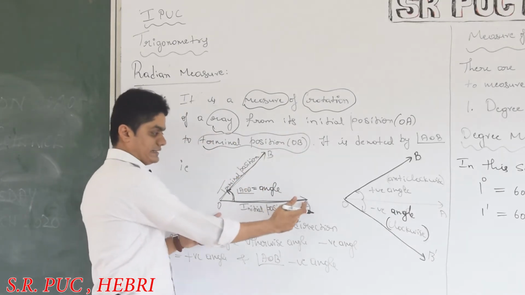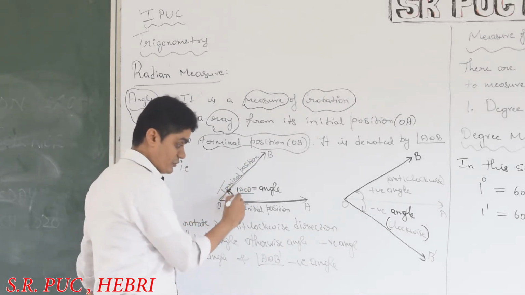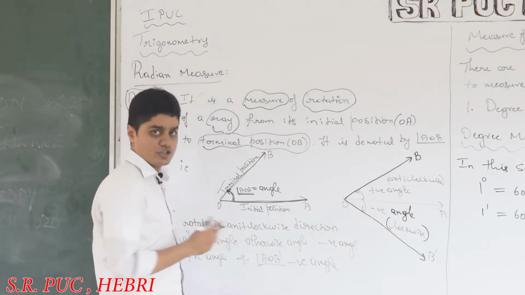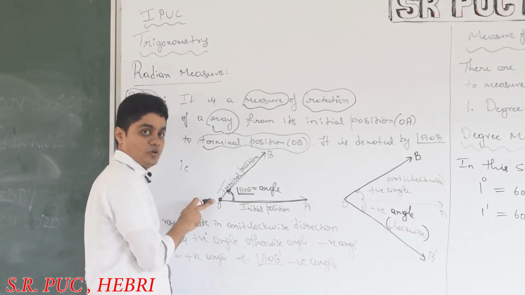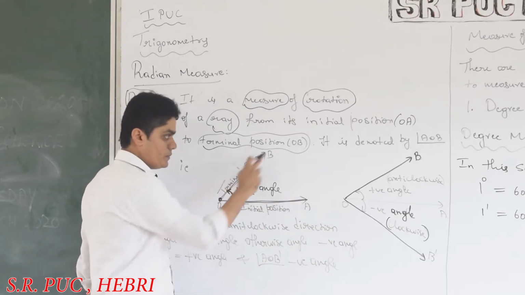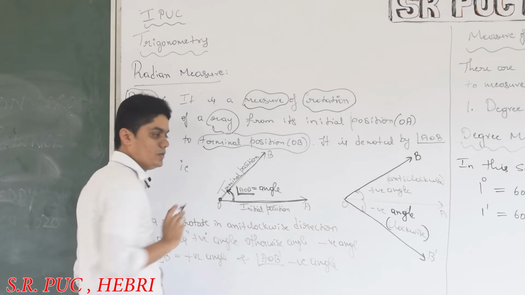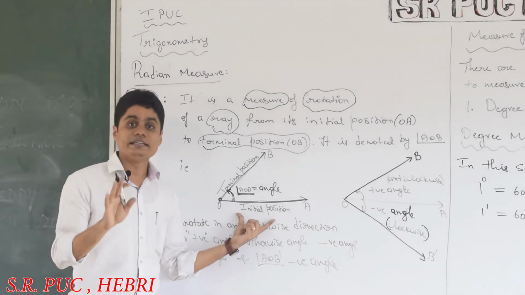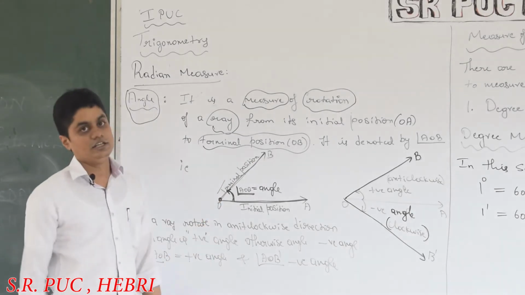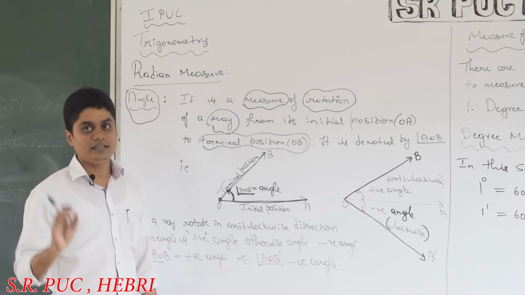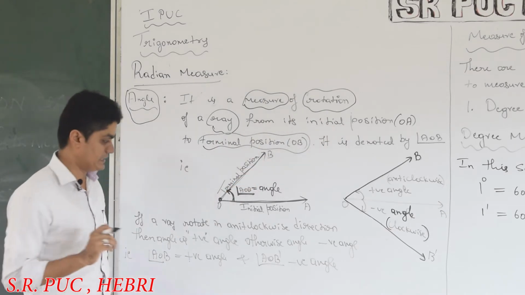If the initial position is like this and the terminal position like this, then this rotation is measured as an angle. And maybe this notation you already used in 10th, okay, in lower classes, in geometry, in 9th standard, as well as in 10th standard. See, where is the angle formed? At O. Then it will be measured as angle AOB. Remember that. So this position is called initial position, this position is called terminal position, and this rotation is called an angle. So remember, what do you mean by an angle? It's a measure of rotation of a ray from the starting position to terminal position.